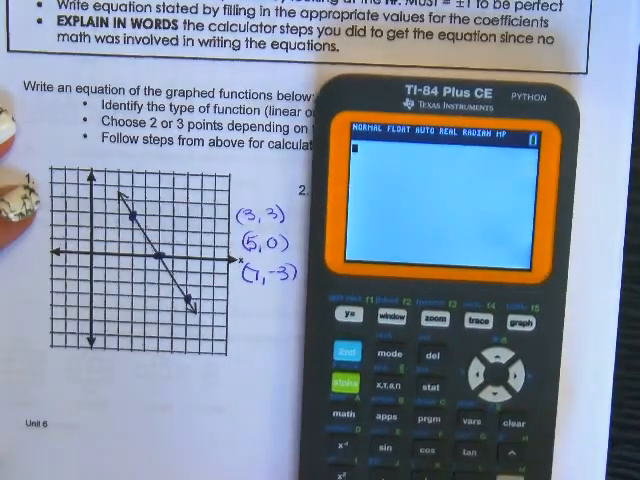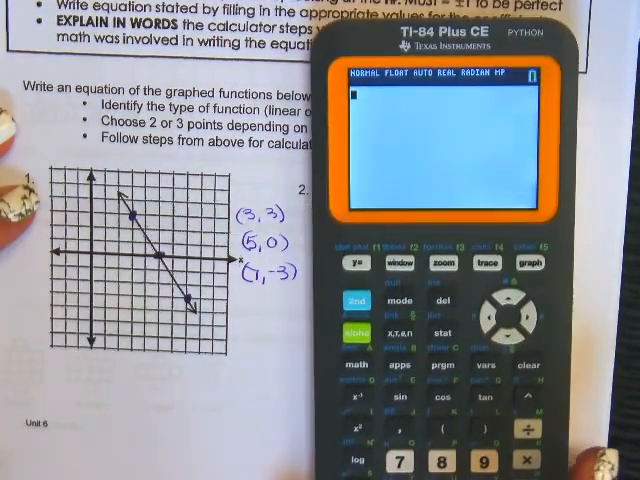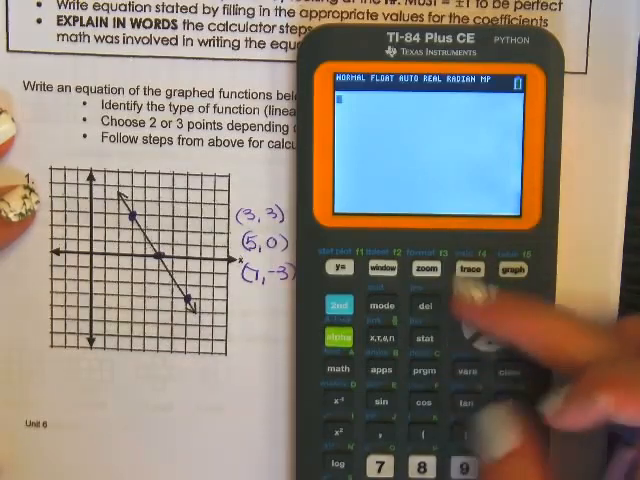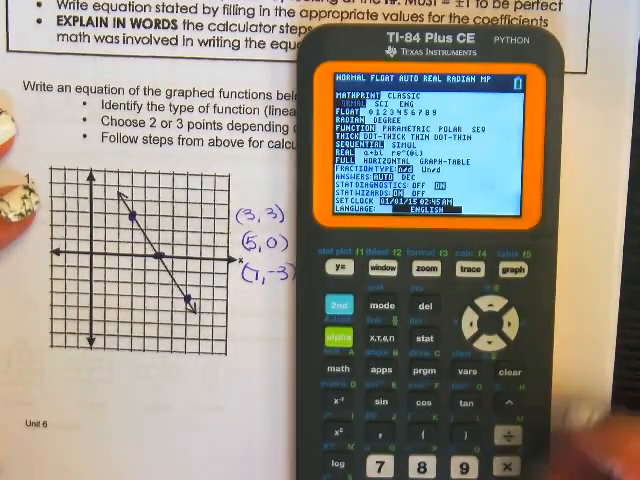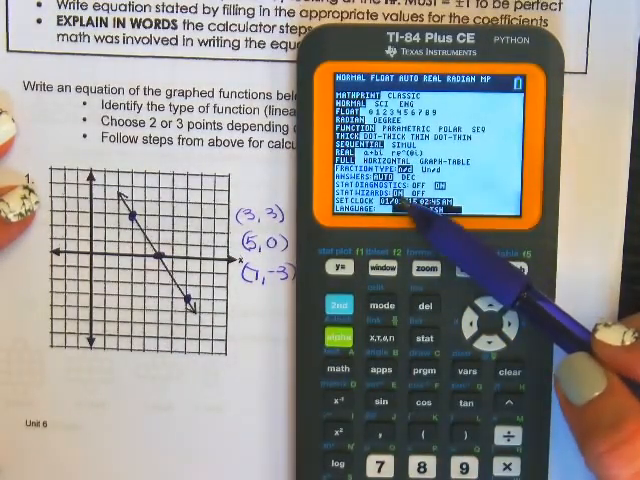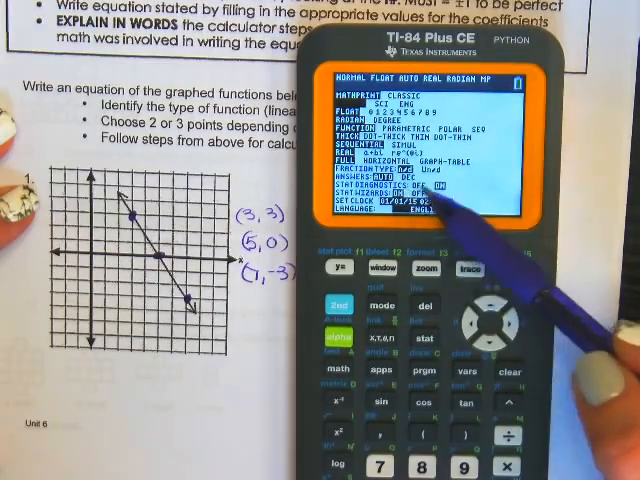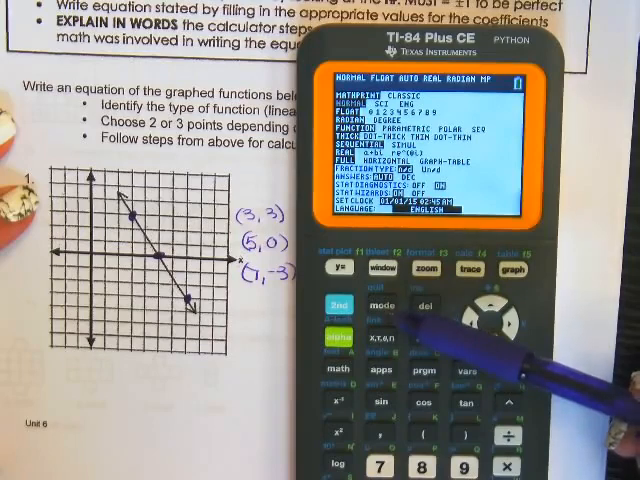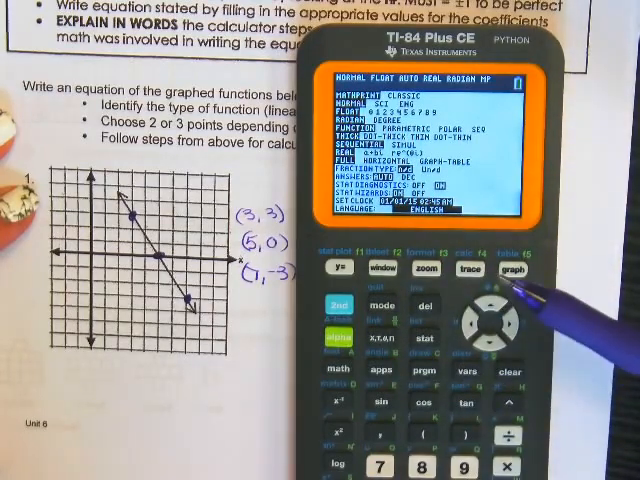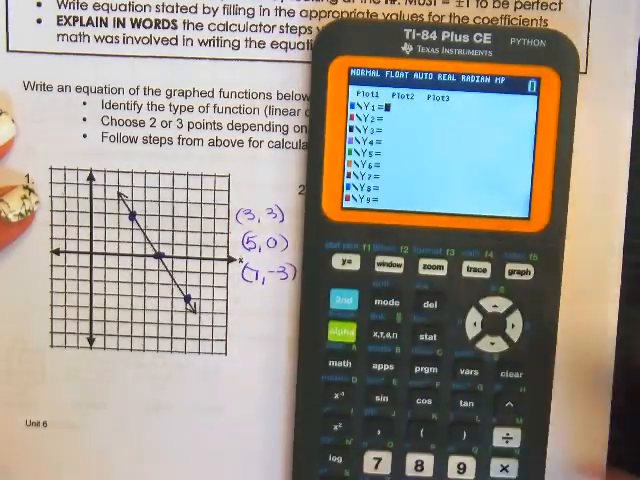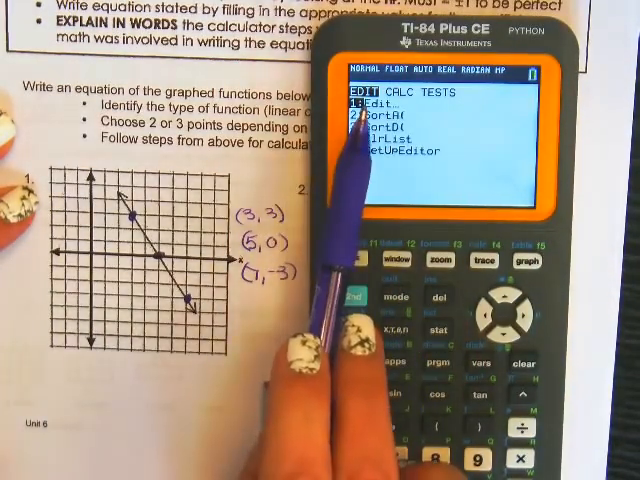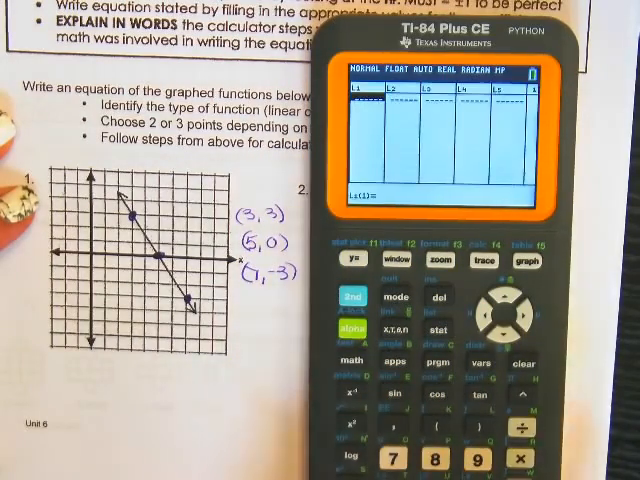What we're going to do is turn it on. You want to make sure that your stat diagnostics is on. This is something we haven't talked about yet, but to do that, you're going to click mode, and if you look all the way down here, you have stat diagnostics. You want to make sure that on is highlighted. Then you're going to go to the stat button, hit stat, and choose option 1 for edit.